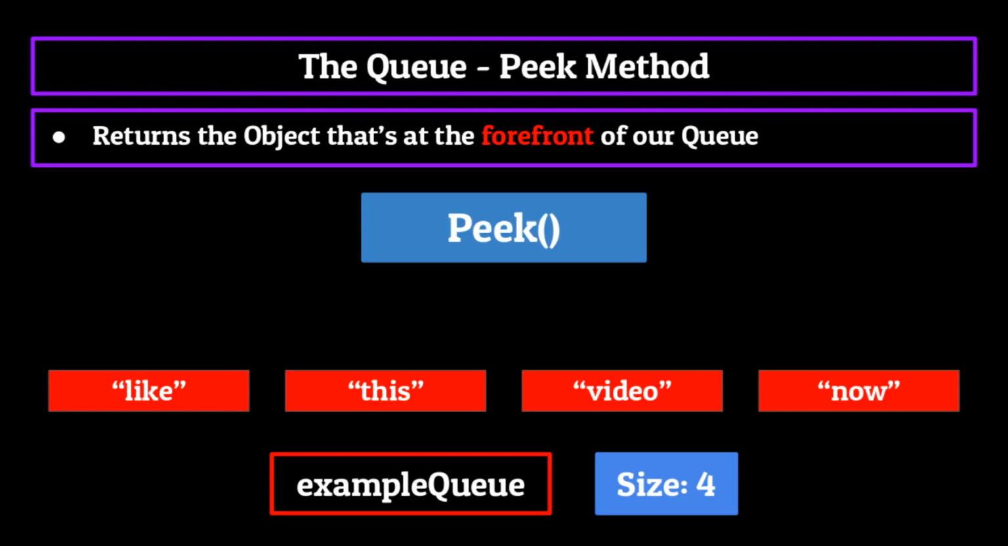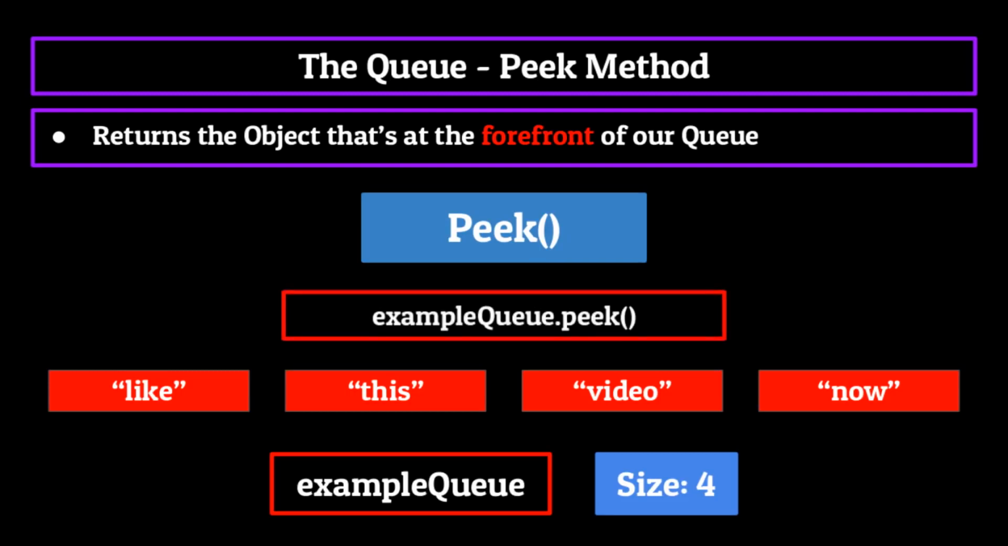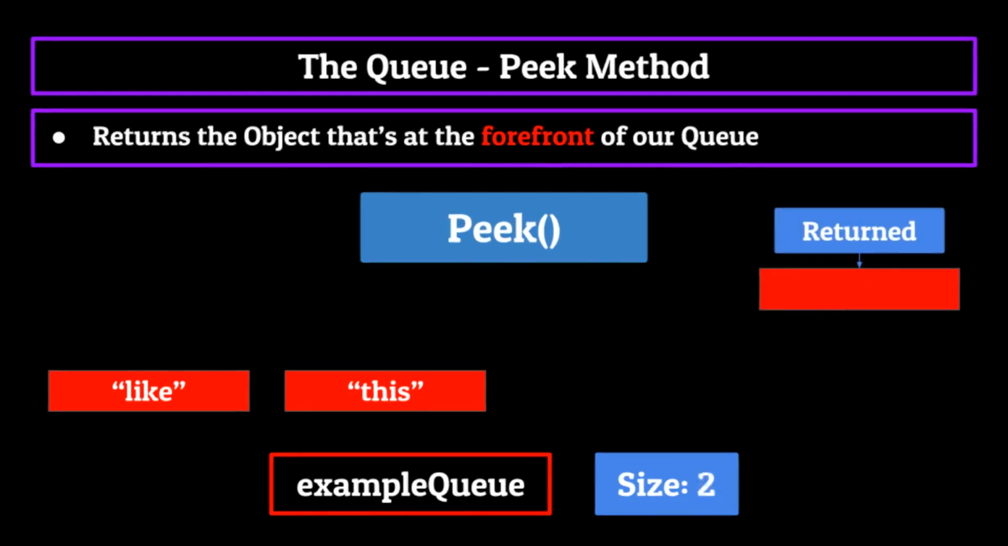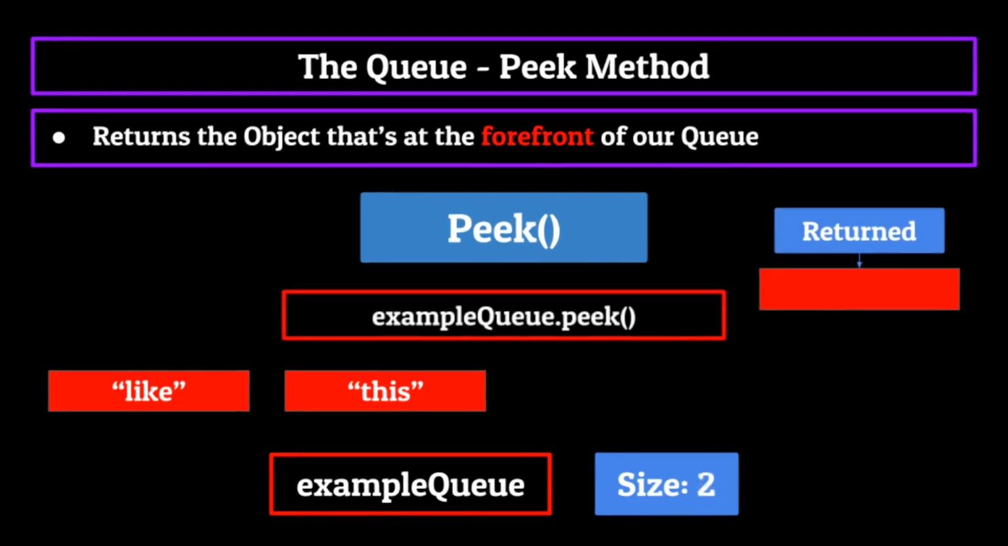Whatever the case is, we can use the peek method to fulfill our needs. If we were to run it on our example queue, you'd see that the string "now" is returned. But if we dequeue the first 2 elements and run it again, you'll see that the string "this" is returned. Pretty simple, but extremely effective.